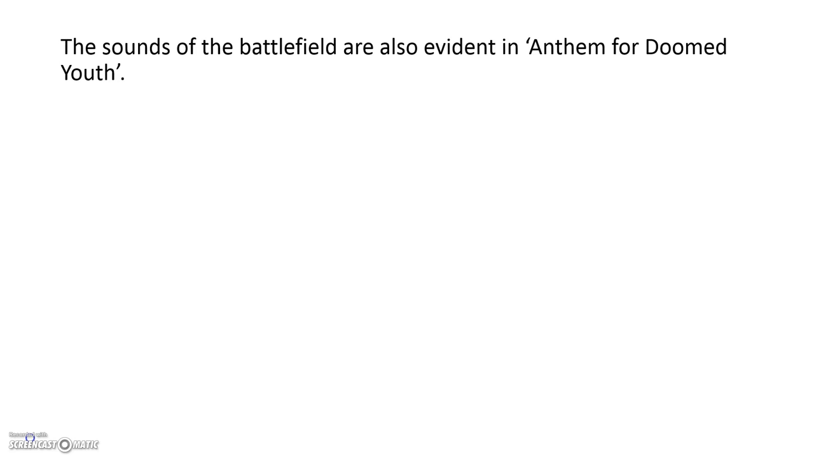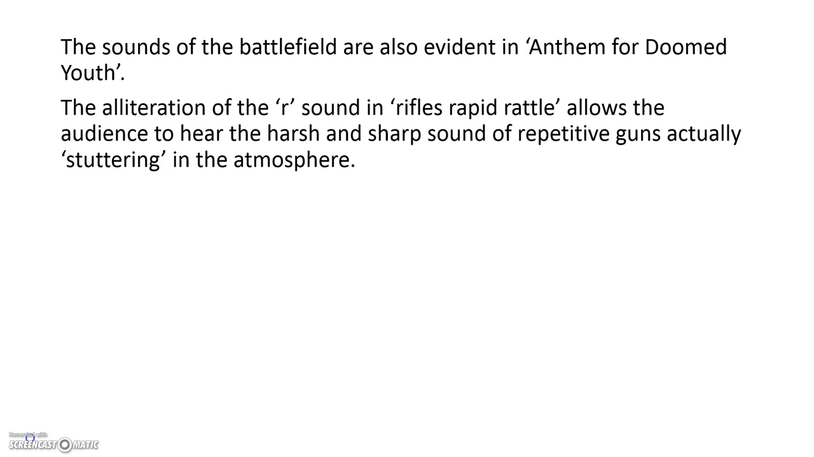Alright, let's look at the second scoop of ice cream, Owen's Anthem for Doomed Youth. The sounds of the battlefield are also evident in Anthem for Doomed Youth. Now notice in this sentence, I'm doing that little thing where I'm actually making the link between the two poems. The alliteration of the R sound in rifle's rapid rattle allows the audience to hear the harsh and sharp sound of repetitive guns actually stuttering in the atmosphere. Alright, so once again, poetic technique, alliteration, rifle's rapid rattle.